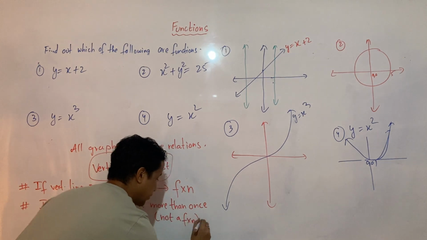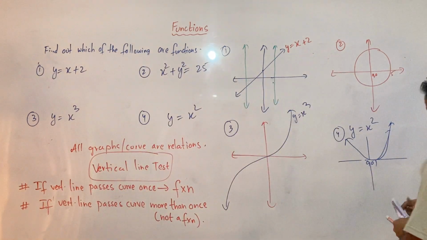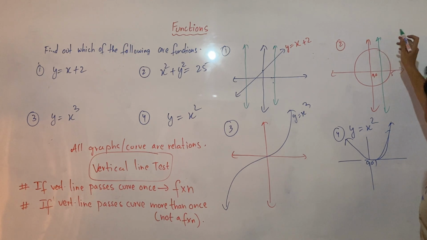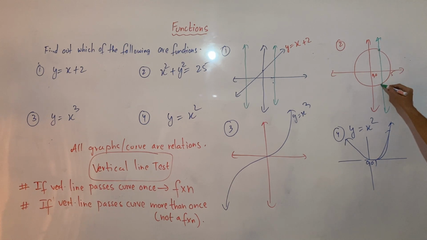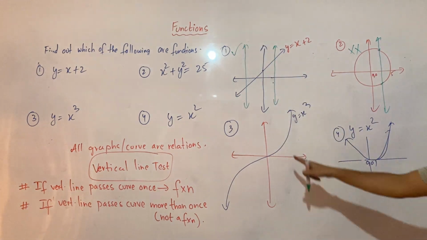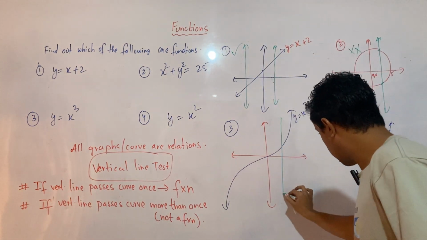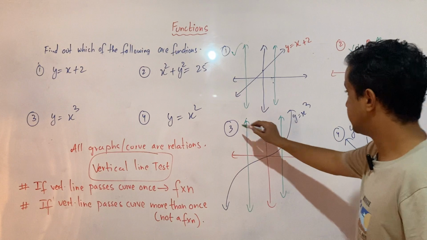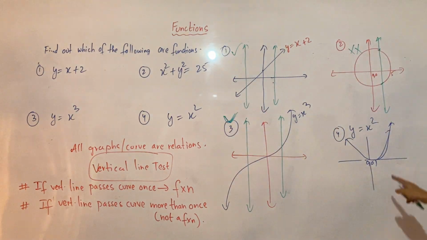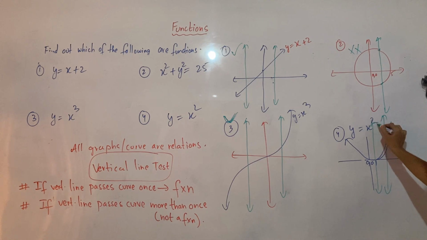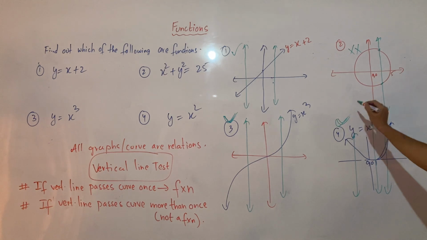See here, if I draw a vertical line, it passes through this curve 2 times, right? It passes here and it passes here, which means that this is not a function. Now come here. If you draw any vertical line, it passes once. This is your function. Now come to this. If you draw a vertical line, it passes once, once, once. This is also a function.